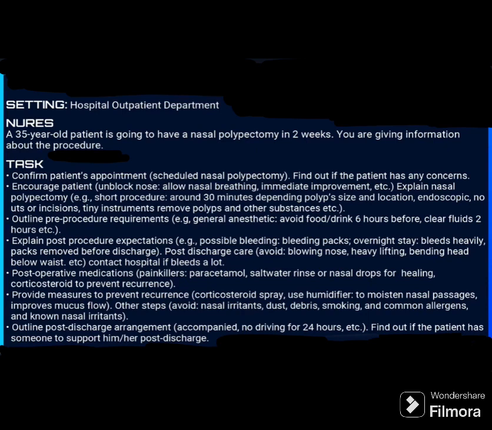Then the last thing, you can tell that, yes, before conclusion, I would like to tell you the post-discharge arrangements. Please try to arrange someone to accompany you because you will be restricted from driving for the next 24 hours. So you can ask, do you have anyone to accompany you on that day? Then their answer will be, of course, my brother will come or my friend will accompany me. So you can tell that I'm happy to know that. Before conclusion, you can ask once again, do you have any more concern?